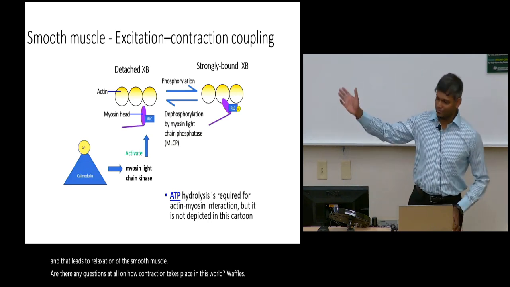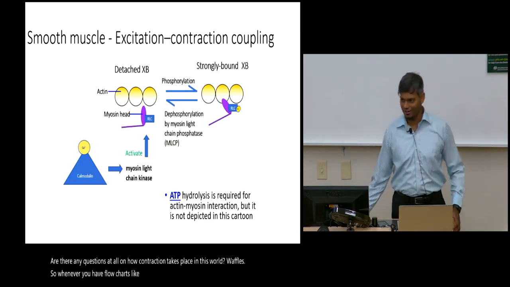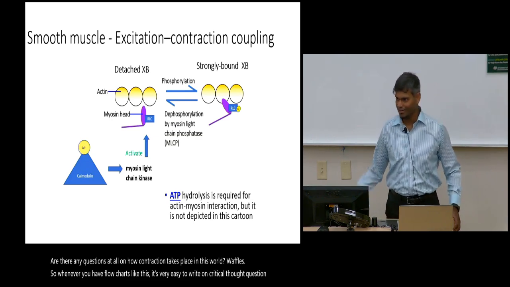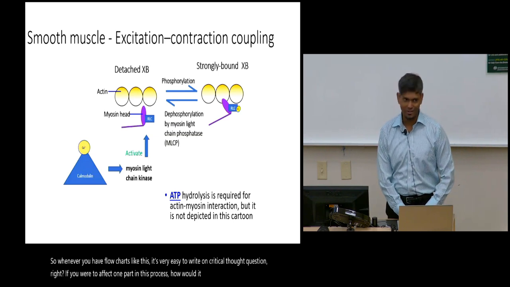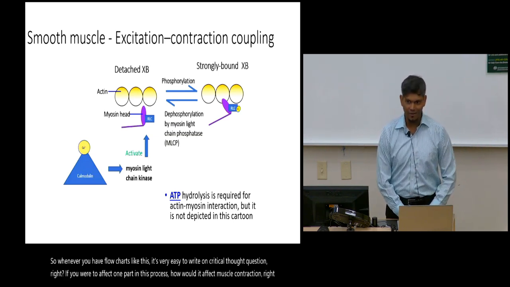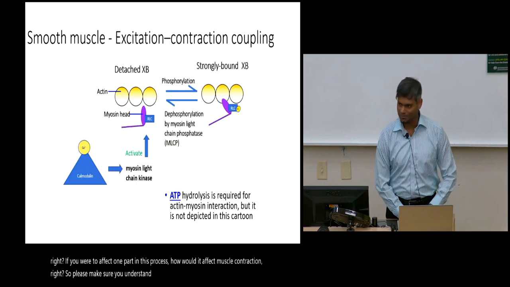So whenever you have flowcharts like this, it's very easy to write a critical path question, right? If you were to affect one part in this process, how will it affect muscle contraction, right? So please make sure you understand these flowcharts well.